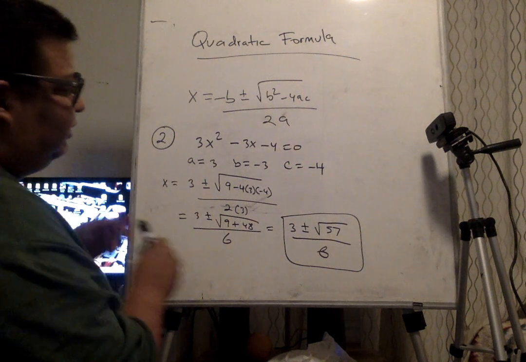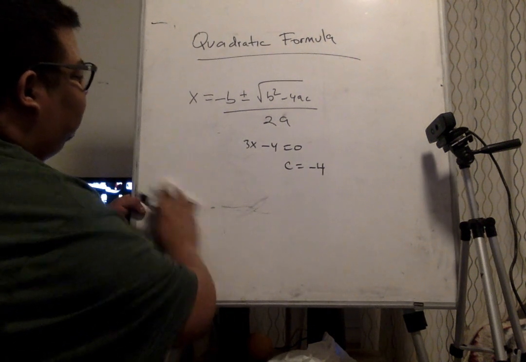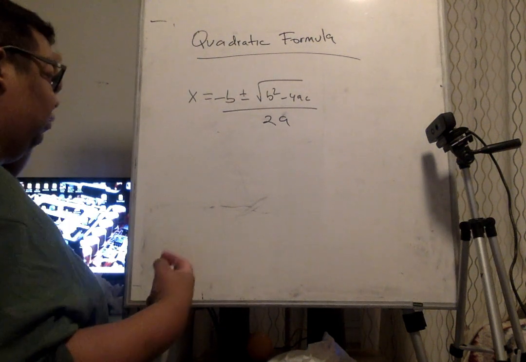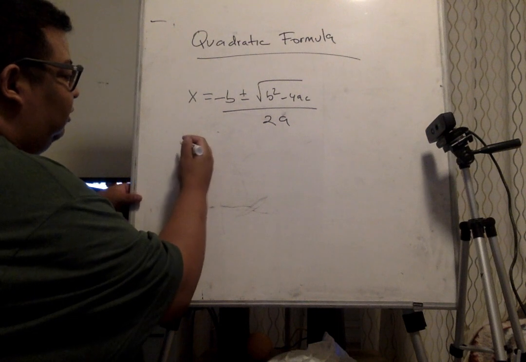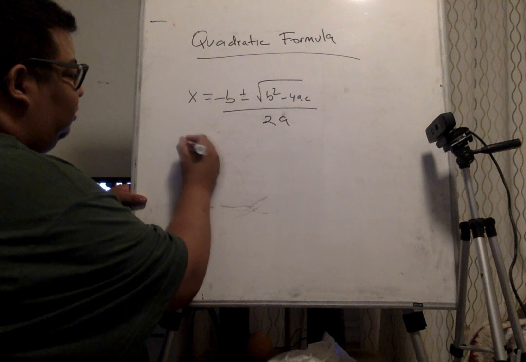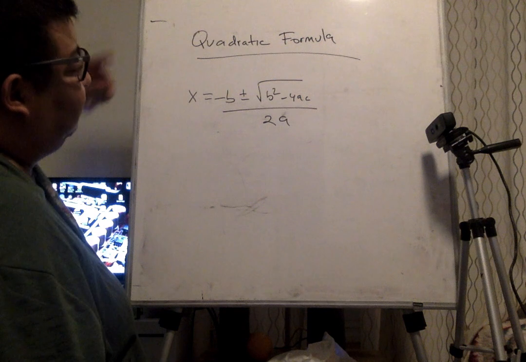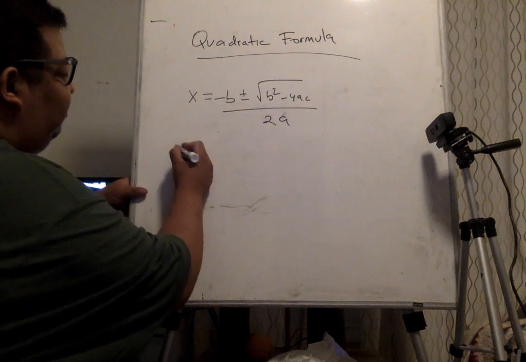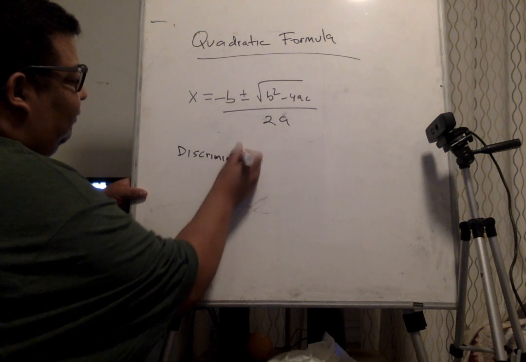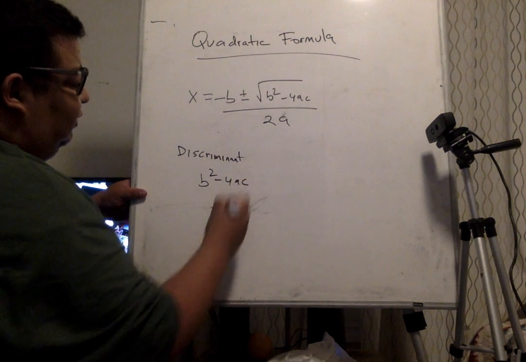Let's look at one last thing for quadratics. Sometimes you may wonder how many solutions you're going to have for the quadratic. For a quadratic, you can have up to 2 solutions, and that depends on the value of what's inside the square root, the value of the discriminant. They call it the discriminant, which is b squared minus 4ac.